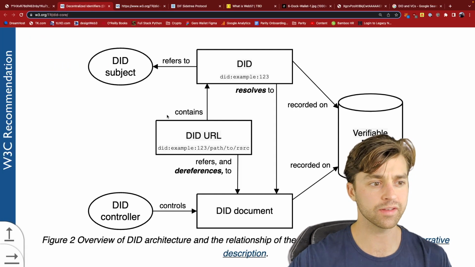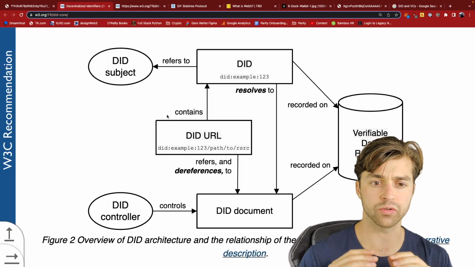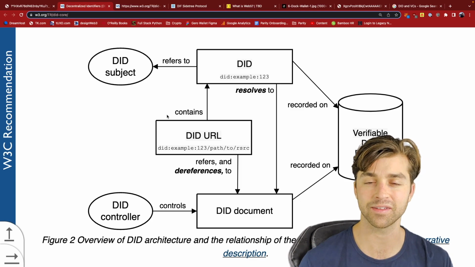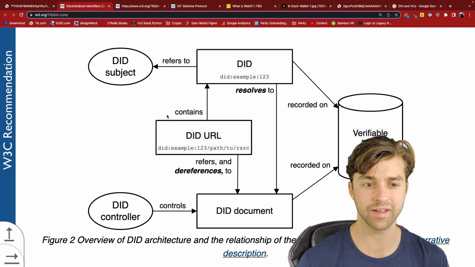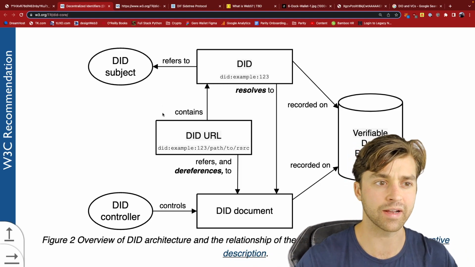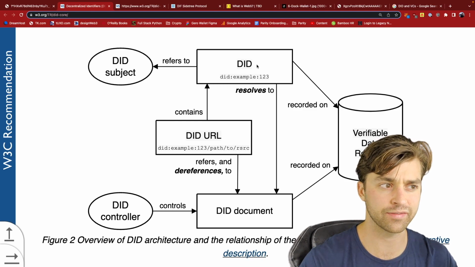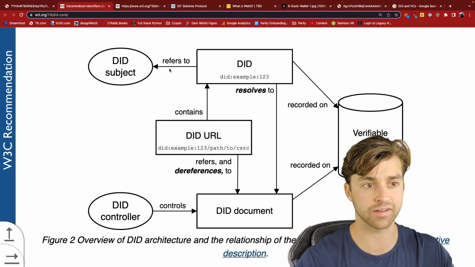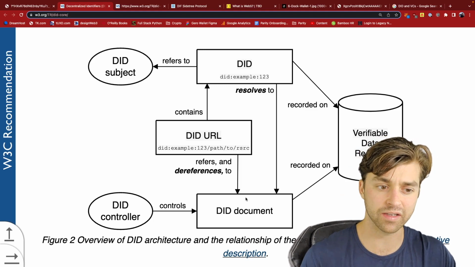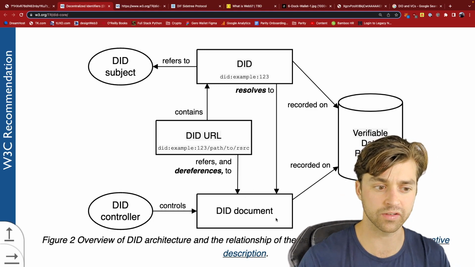Now I'm going to show you this schematic here, and I don't want to go too far in detail because it gets deep into cryptography, and we don't really care about all of the back-end components. But I told you, a DID is an identifier. It refers to a subject such as a person like myself. Then there is a DID document that the DID resolves to.